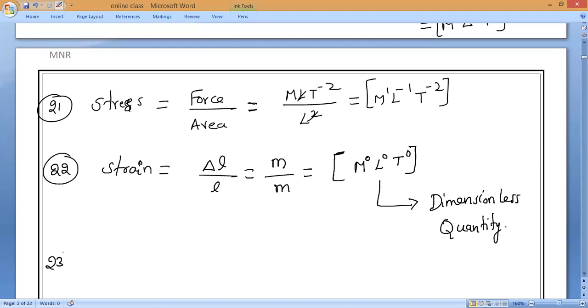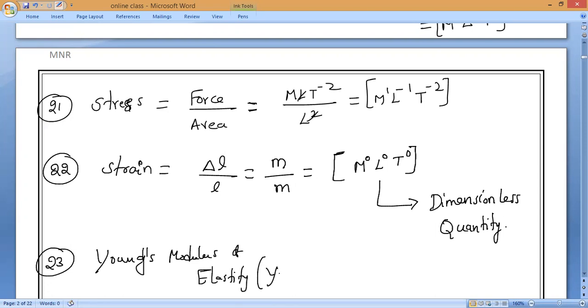Next, the 23rd one is Young's modulus of elasticity. We will study it in 11th and 12th class. This is the symbol of Young's modulus of elasticity. The formula is stress divided by strain. Now you tell me, what are the dimensions, please? Stress divided by strain. Stress formula, what?